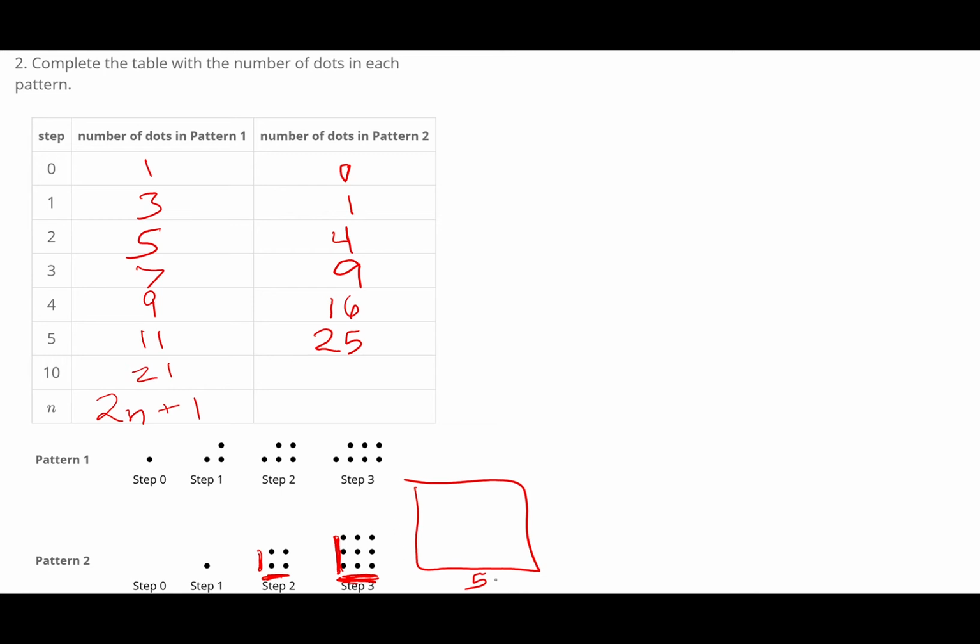And last, for the numbers at least, if we had step 10, that would be 10 rows by 10 columns, so 100. So what's happening here is whatever the step number is, that's going to tell us how many rows and columns. So that's going to tell us the length and width of this rectangle. Because it's the same for all of the sides, that means it's a square. And we can express this as n squared. So the step number times itself, because that's the number of rows and the number of columns.